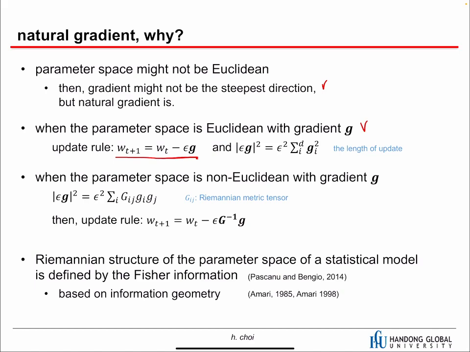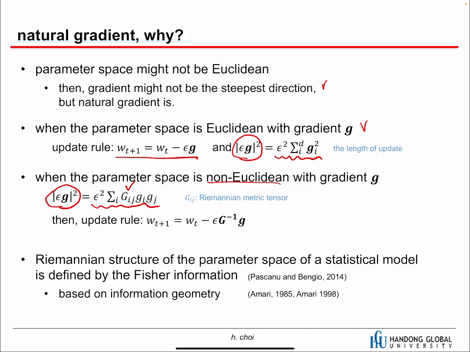This is the gradient method, and when we check the norm of this update, this is the amount of update in the parameter. But when the parameter space is non-Euclidean with the gradient g, this should look like this, with this Riemannian metric.